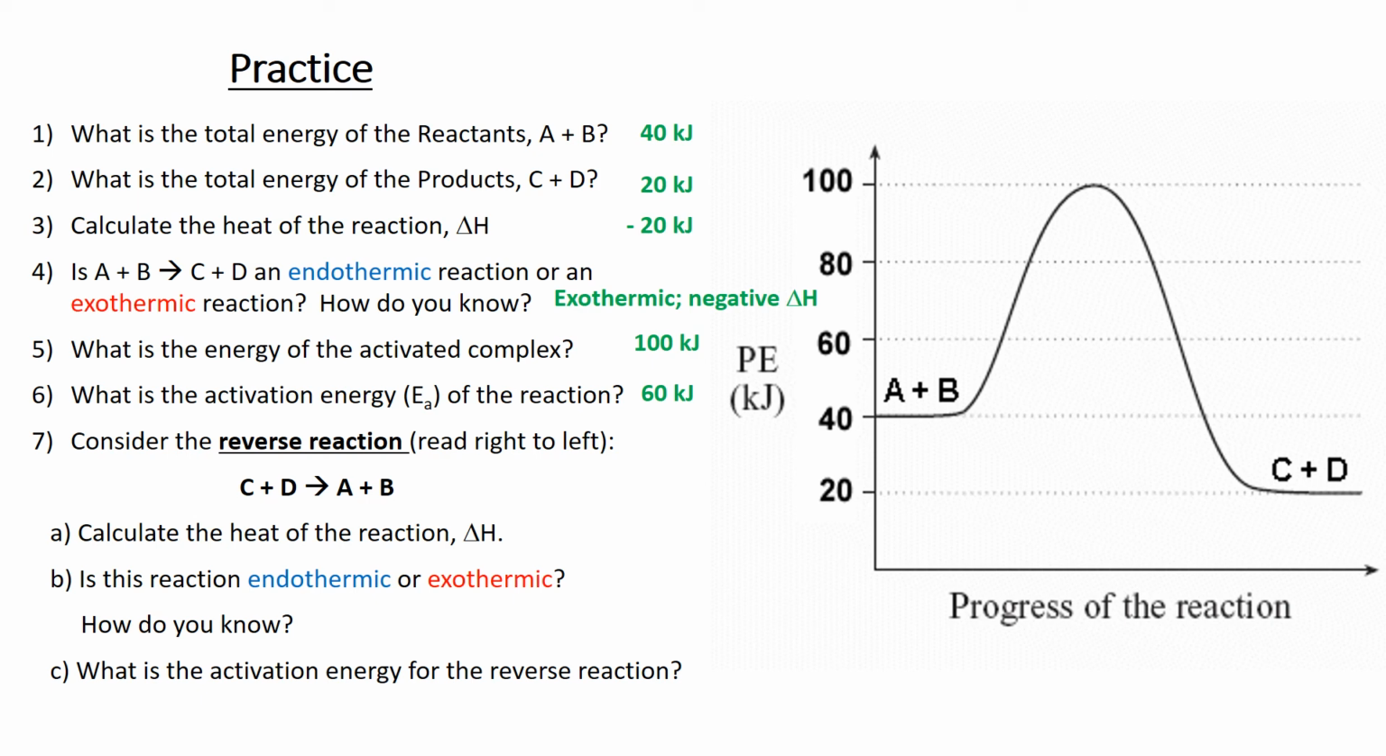Now consider the reverse reaction read right to left. That's in this direction. Calculate the heat of the reaction. So it's still the difference in heat between the reactants and products, but in the reverse, A and B are higher than C and D, so it's going to be positive 20 kilojoules. Is the reaction endothermic or exothermic? It's going to be endothermic because of the positive heat of reaction. And then what is the activation energy for the reverse reaction? That's the amount of energy needed to go from C to the top of the hill. And that's from 20 to 100, and that represents 80 kilojoules.